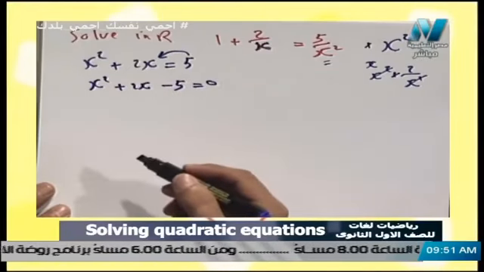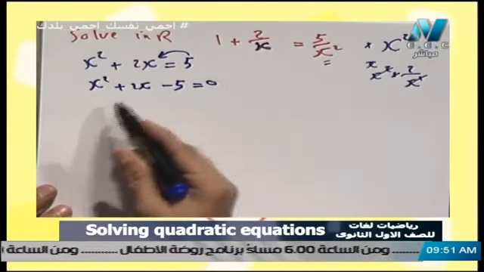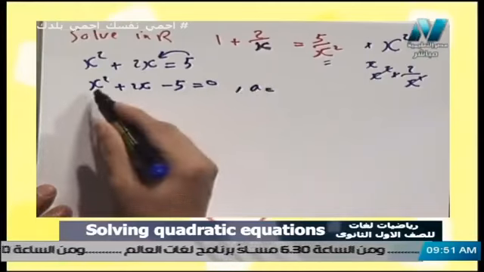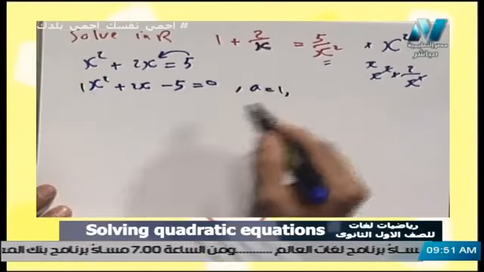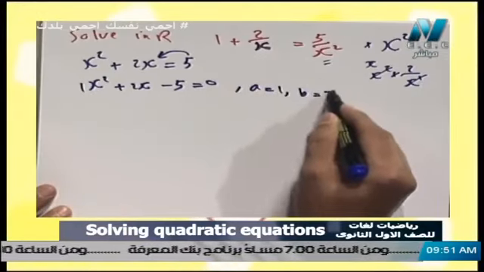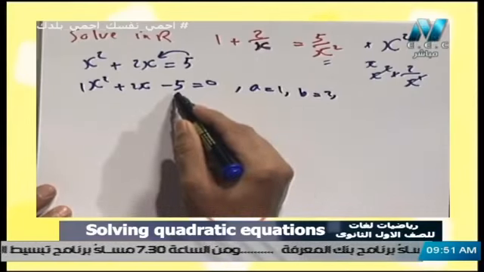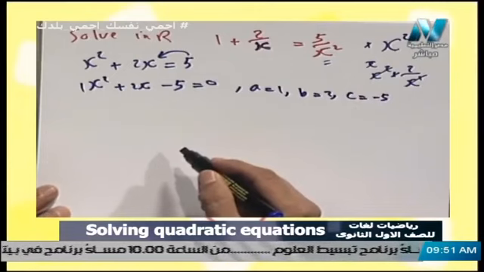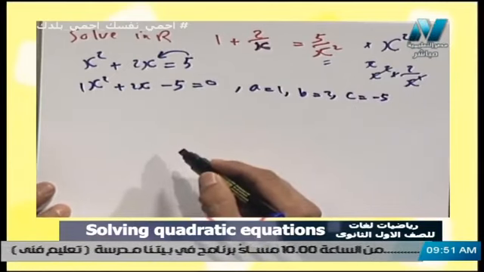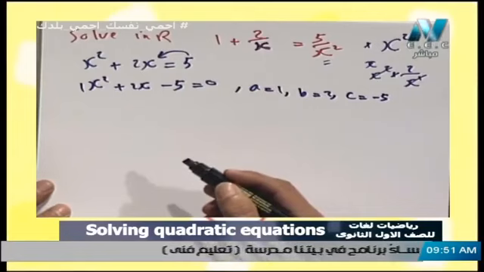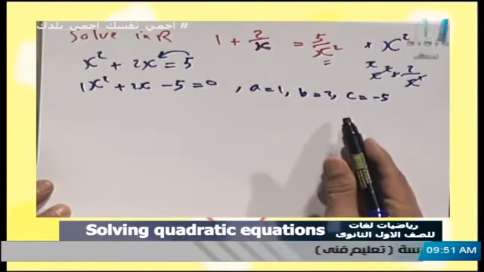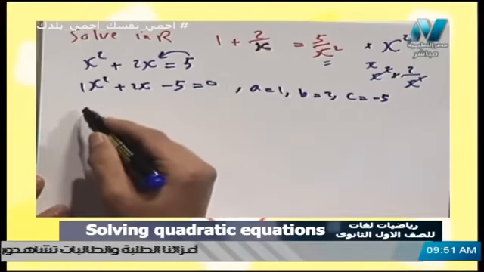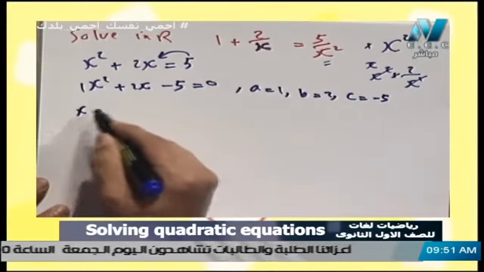Okay, and we have here x power 2 plus 2x minus 5 equals 0. A here, the coefficient of x power 2, is 1. B is 2. And C, which is the absolute term, equals negative 5. Okay. If we try to solve it by factorization, the method fails. So we will use the formula directly.